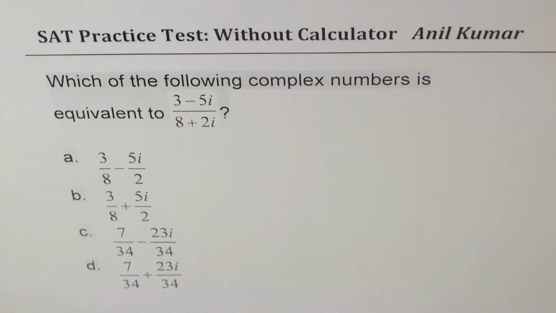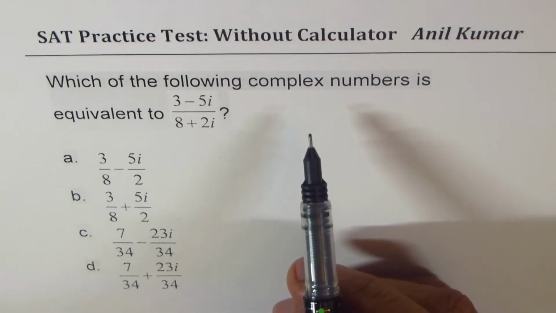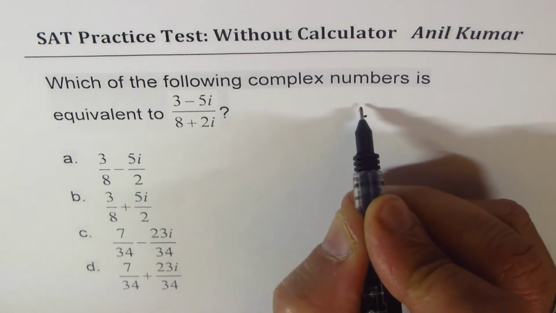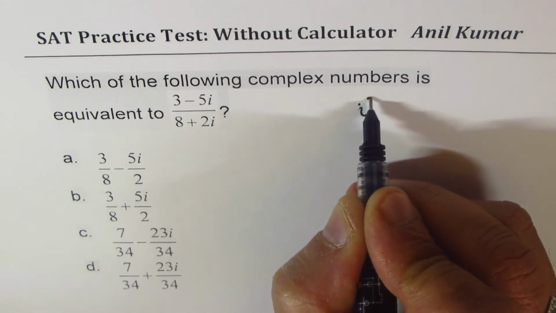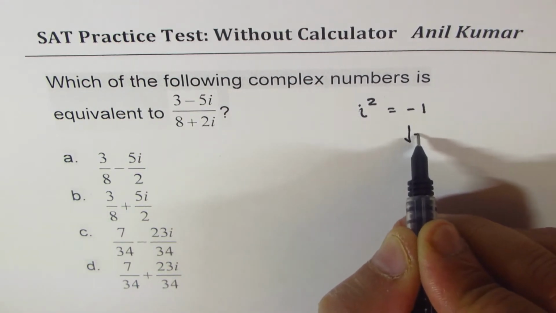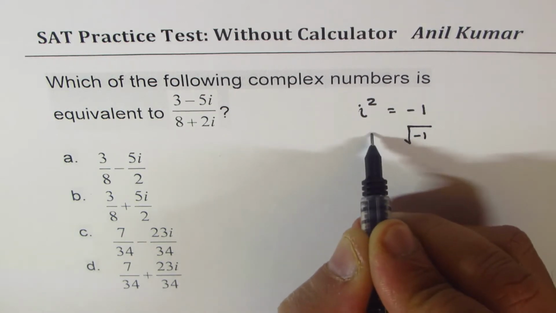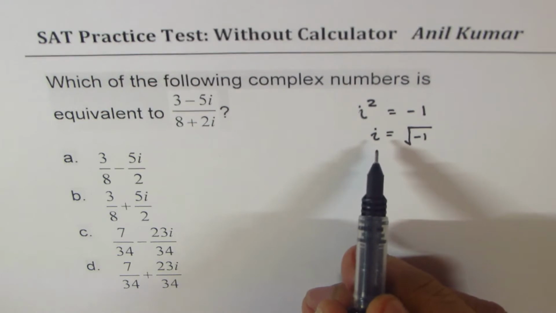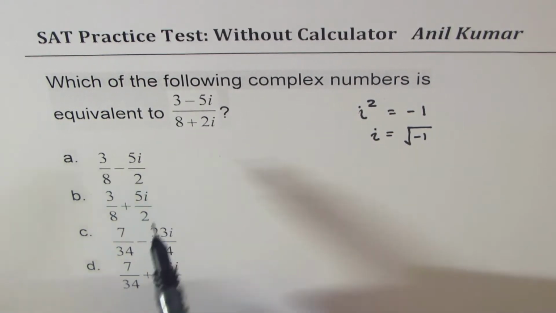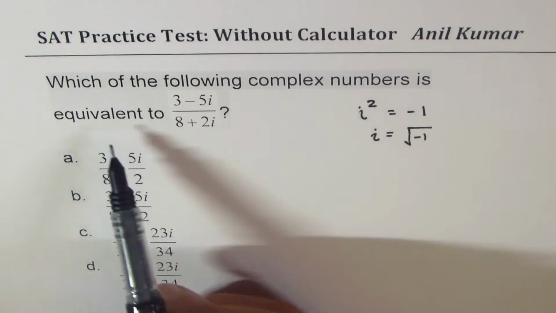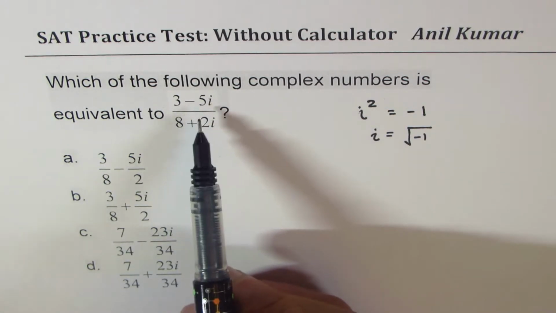So we'll start with the complex numbers. Many students have requested to understand complex numbers. So let's begin by saying that iota, i square, is -1, or we could say square root of -1 is i, right? So that is the complex part in a complex number. Now the question here is, which of the following complex numbers is equivalent to the given one?